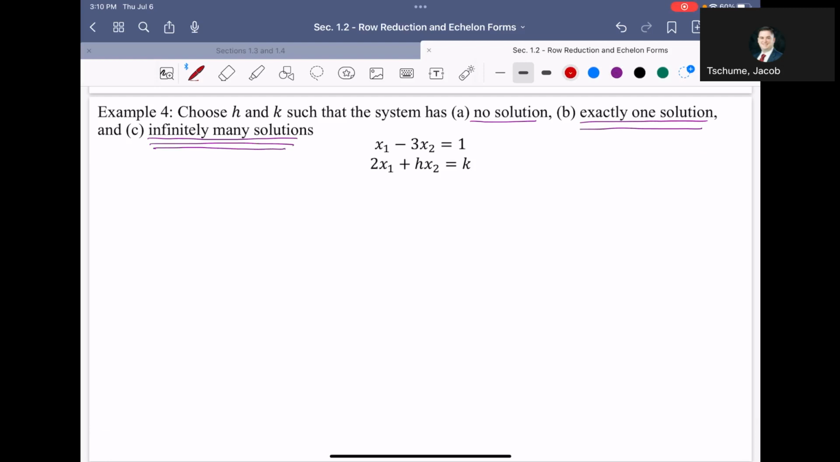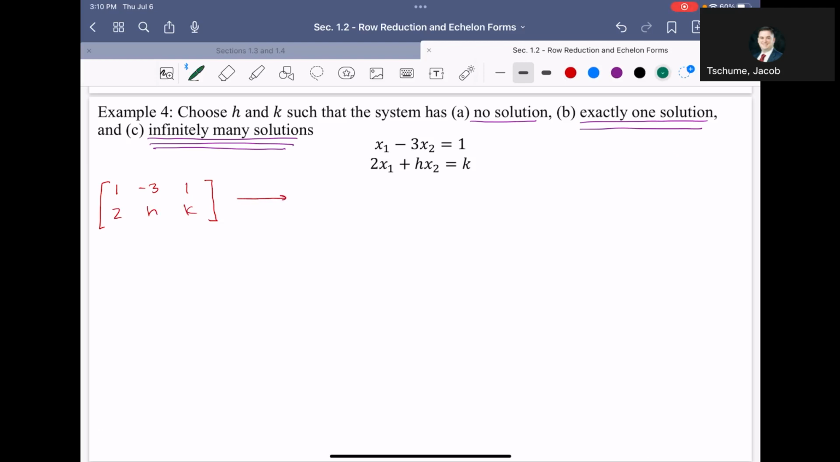To do any of those, you have to take your matrix and reduce it as far as you can. So I'm going to start off by writing our augmented matrix. So this should be 1, -3, 1, and then 2, H, K. If you need a refresher on how to write an augmented matrix, go back to the first video and look over that lecture.